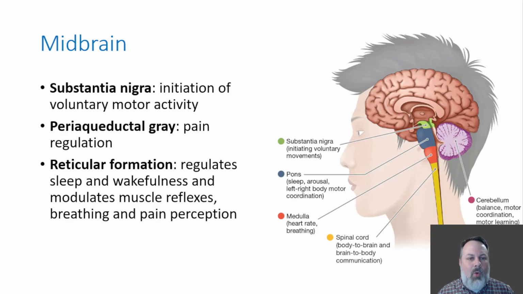Some important ones include the substantia nigra. This is really important for the initiation of voluntary motor activity. In a person who has Parkinson's disease, this is the area of the brain where the neurons start dying. Periaqueductal gray is another region in the midbrain that's very important for pain regulation.